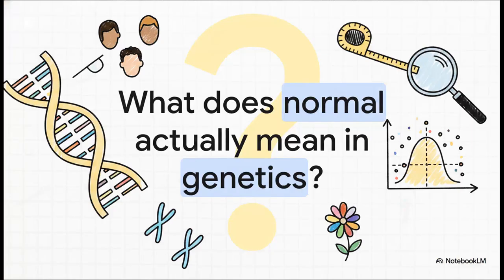I want to kick things off by asking you a question. What does the word normal actually mean in genetics? I mean, we throw that word around all the time in our daily lives, but in science, normal needs to be measurable. It has to be incredibly precise. It isn't a judgment. It's a specific, hard biological data point. So how do scientists actually pin down what the normal version of a trait is when there's just so much diversity out there in the natural world?